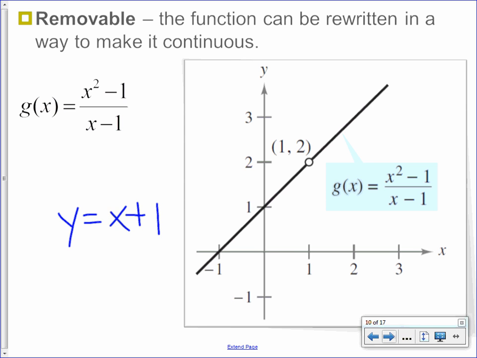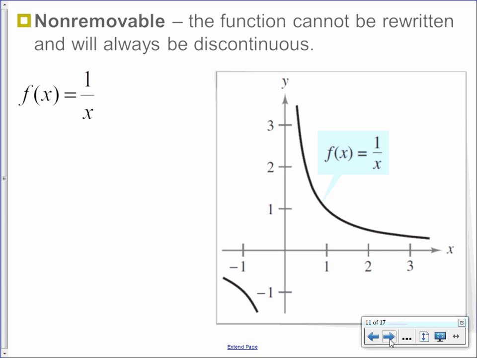There is no way to remove this discontinuity. 1 over x is 1 over x. We can't take away the asymptote. The asymptote is there to stay. An asymptote is non-removable. Would another removable one be like when we had x squared minus 1 on the bottom and we separated it and canceled? Right, because that's when there's a hole. When we have factors that cancel, that's a hole, and we call that removable.